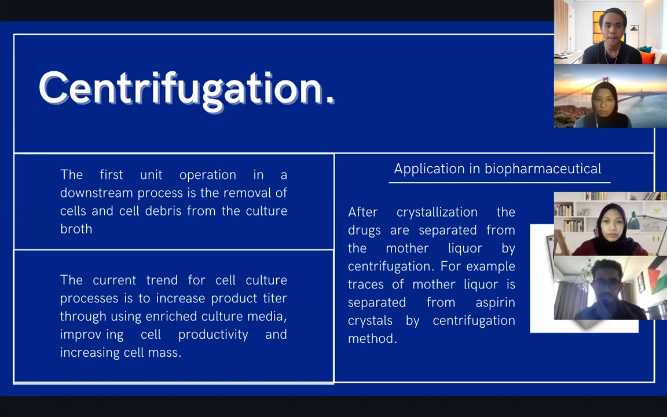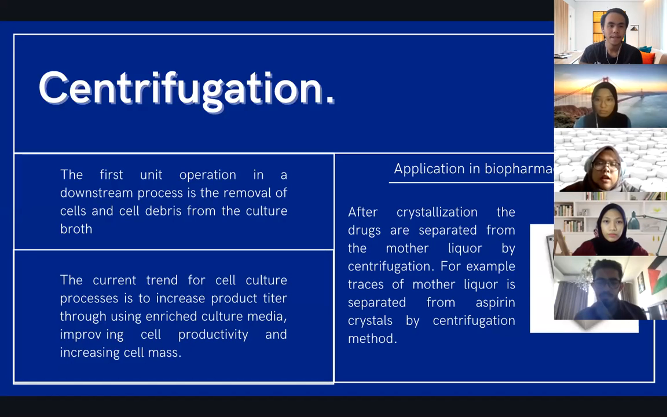Thank you, Liana. My name is Nuraya Nabila. In this part, I will explain centrifugation, which is one of the separation methods. The centrifugation process is the removal of cells and cell debris from the culture broth. The current trend for cell culture processes is to increase the product titer by using enriched culture media, improving cell productivity and increasing cell mass.